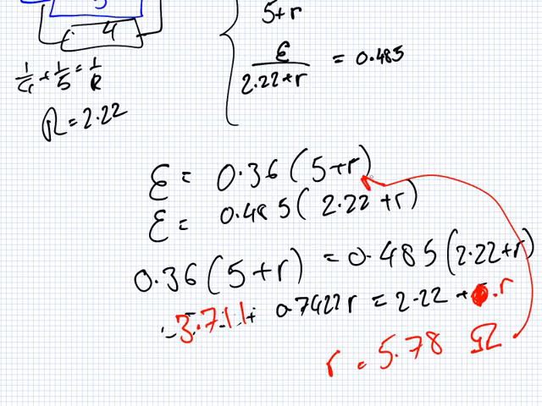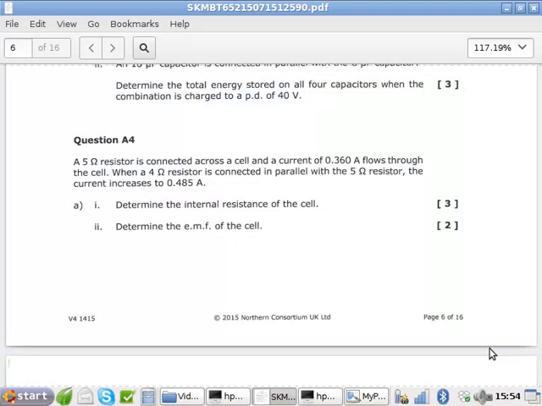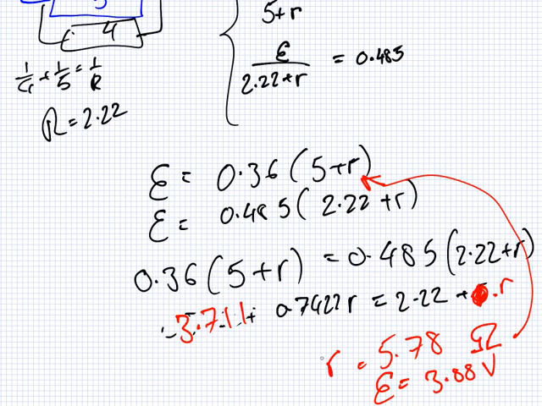So if I put that back in here, I can get the E. Okay, this voltage seems reasonable. 3.88 volts. Now, what do they want? They want exactly those two things I found.